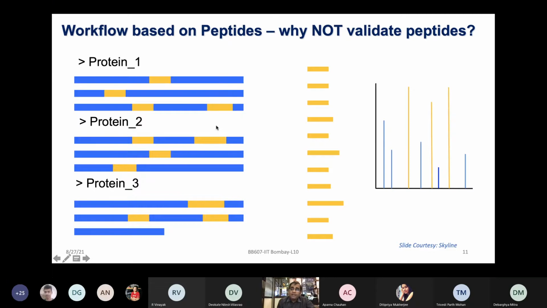So the idea came: why not validate the peptide itself? Why extrapolate the information from peptide to protein, raise antibodies against the protein, and then validate the protein, which is indirect validation, when we are identifying only peptides in the mass spectrometer? Why not only validate peptides? Why not focus only on the specific peptides of our interest rather than trying to look at the full length proteins and validate all of that?